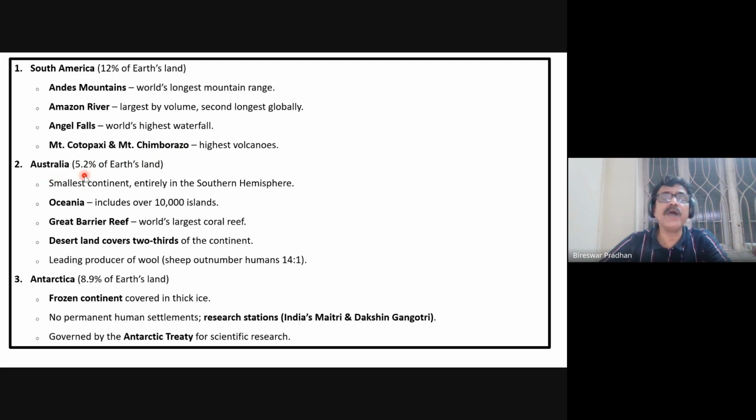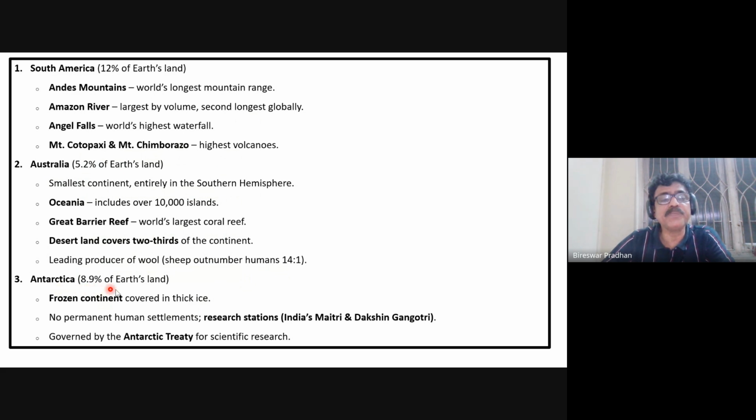So, Australia: 5.2% of the Earth's land, the smallest continent, entirely in the southern hemisphere. Oceania includes 10,000 islands. The Great Barrier Reef is the world's largest coral reef. Desert land covers two-thirds of the continent, leading to the production of wool, with a sheep to human ratio of 14 to 1. Imagine that.